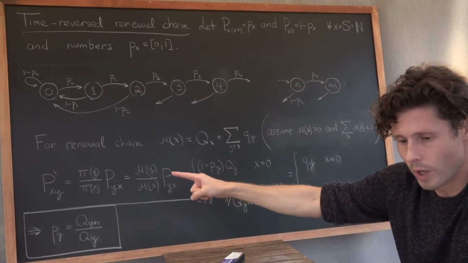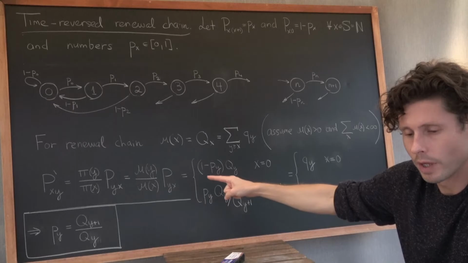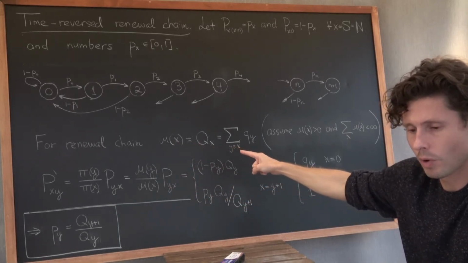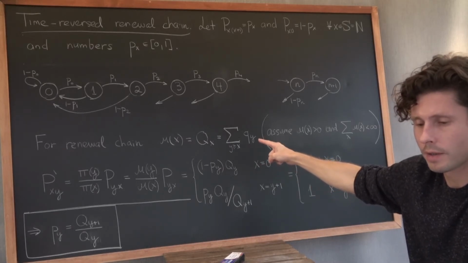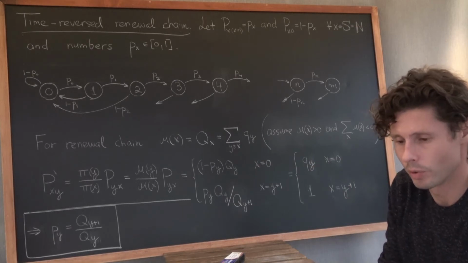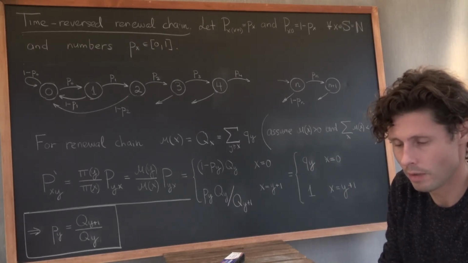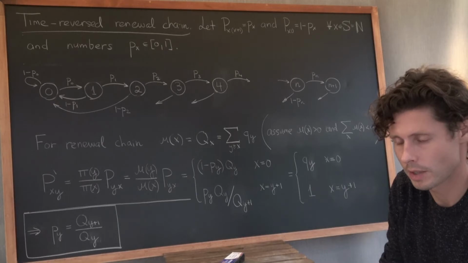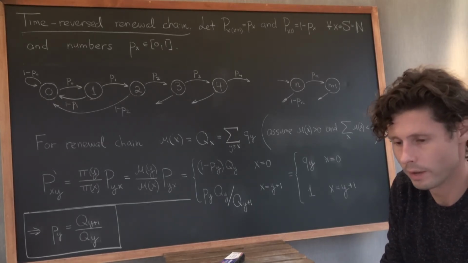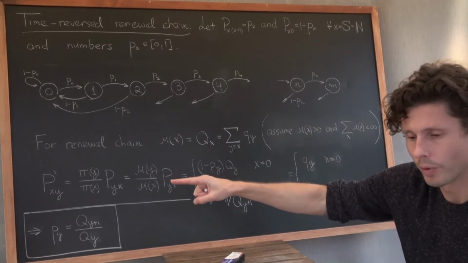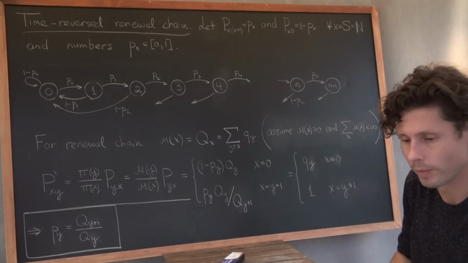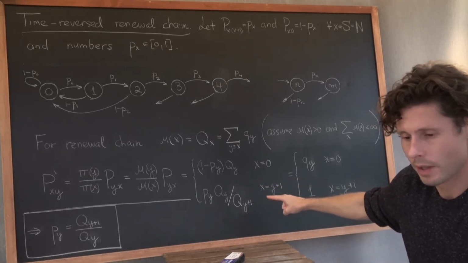Then mu y divided by mu x is just mu y divided by mu 0. What's mu 0? Mu 0 is the sum over all of the little qy's, and that's just 1. Right? This is the statement that the renewal chain has to go somewhere from state 0. It has to go to some state, and so the sum over all the little qy's is 1, and so mu y over mu x is just qy divided by 1, and so I left off the 1.